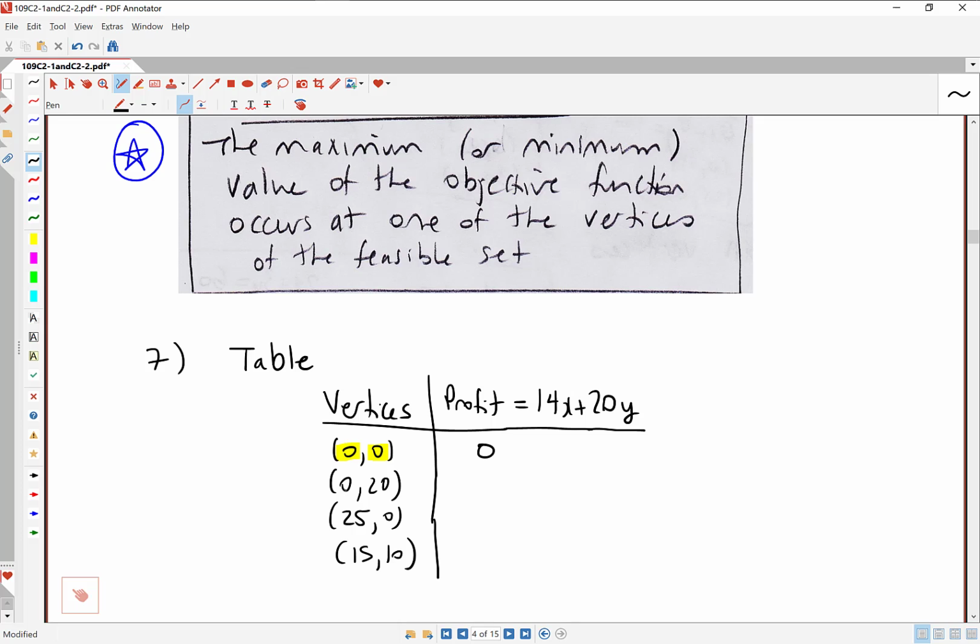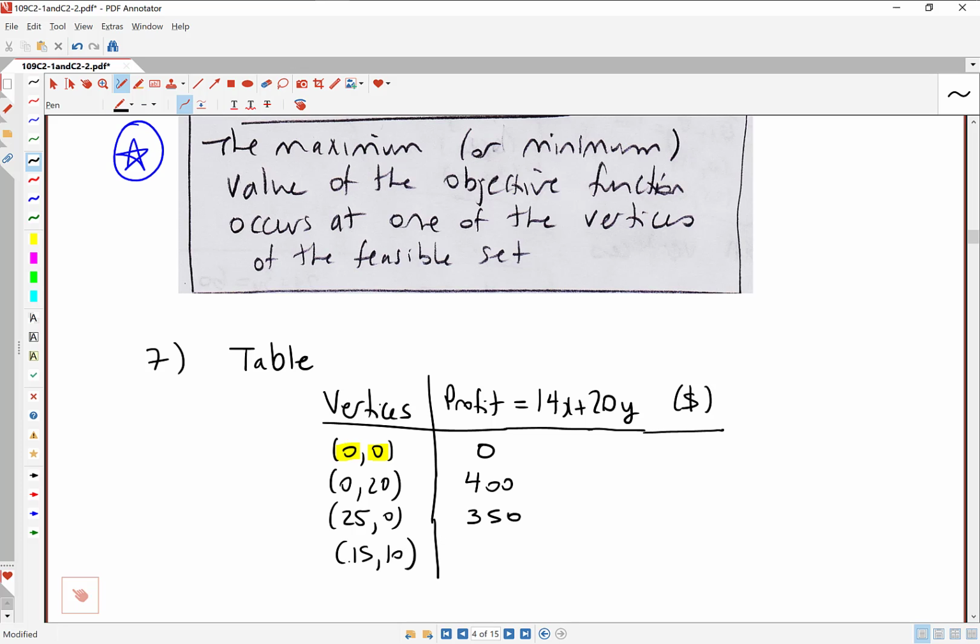Next vertex, the X value is 0 and the Y value is 20. So our profit is 14 times 0 plus 20 times 20. That's 400. So this is actually calculating our profit in dollars. This is like saying if you make 0 chairs but 20 tables in a day, you're going to have $400 of profit that day. Next line, X is 25 and Y is 0. So that's going to be 14 times 25 plus 20 times 0. So that works out to $350 of profit.